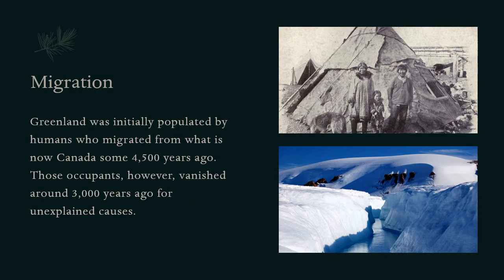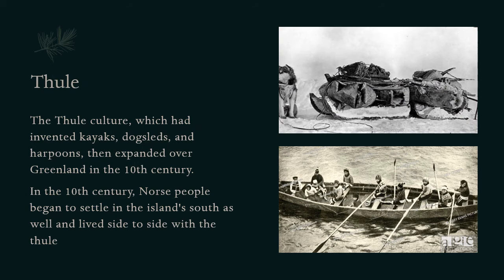In Greenland, the first migration known was from Canada, which was 4,500 years ago. And these occupants existed for around 1,500 years and then vanished for unexplained causes. The culture that was there is called the Thule culture, and they invented the kayaks, dog sleds, harpoons, and during that period as well, surprisingly, the Norse people also migrated and settled side by side with the Thule people in Greenland.